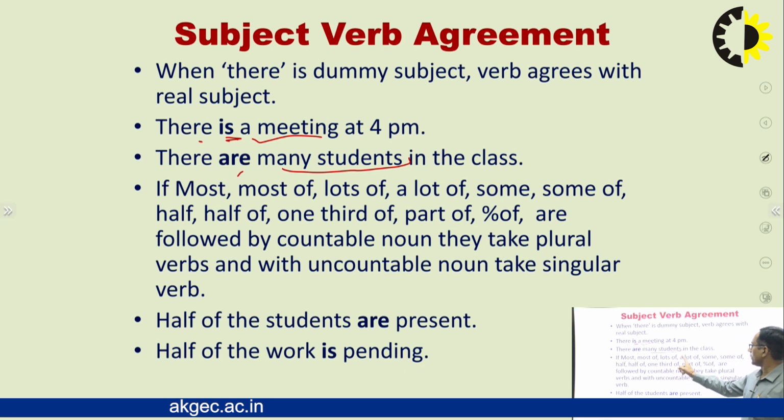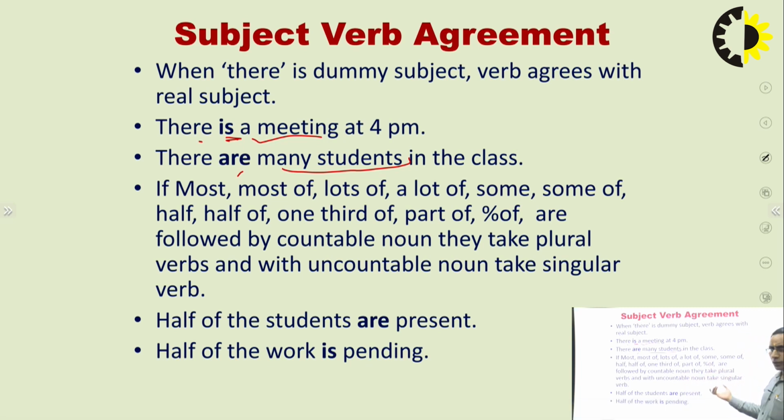Most of, lots of, a lot of, some of, half of, 1/3 of, part of, percentage of, 10%, 20% of, are followed by a countable noun. They take plural verbs. If they are followed by an uncountable noun, they take singular verbs. Here, just remember countable and uncountable, students are generally confused. Whenever I ask in the class for an example of countable and uncountable, students always say the stars, uncountable. But in grammar, that is not uncountable.